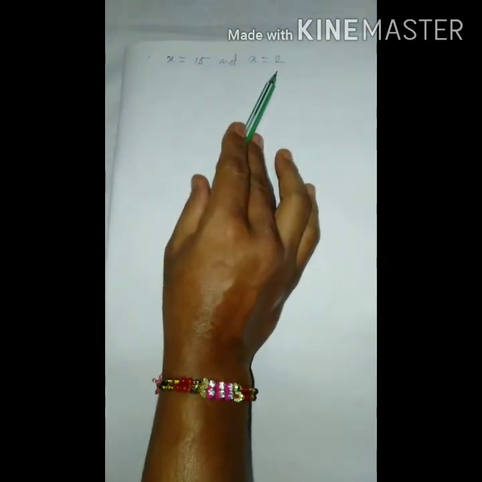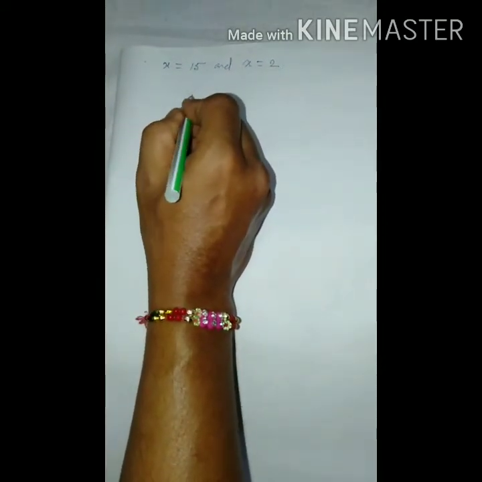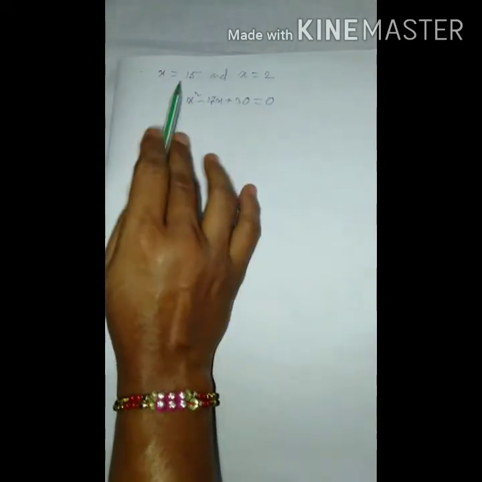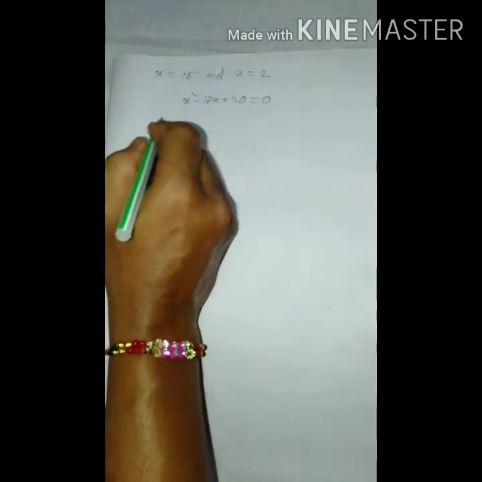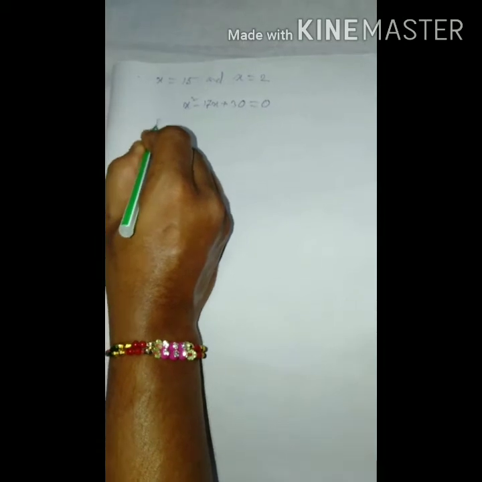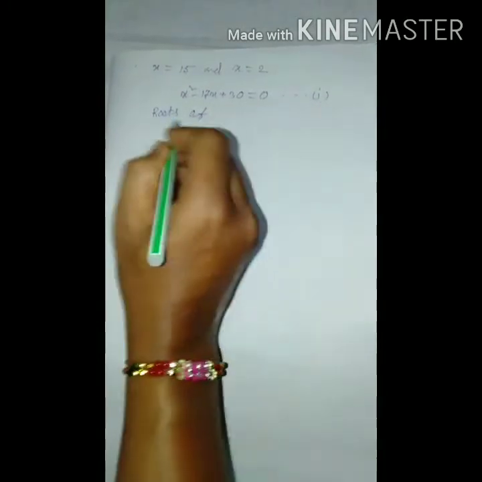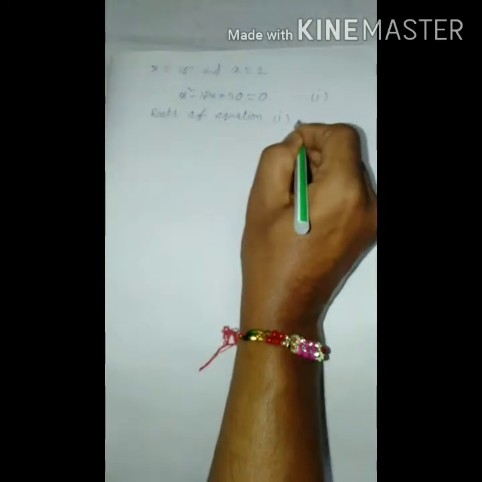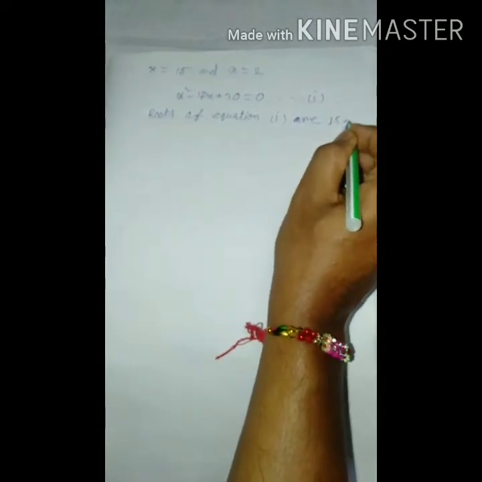This is the answer, and our equation was x square minus 17x plus 30 is equal to 0. Values of x are 15 and 2, that is roots of this equation. We can write roots of equation 1 are 15 and 2.